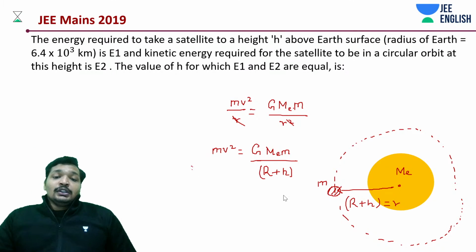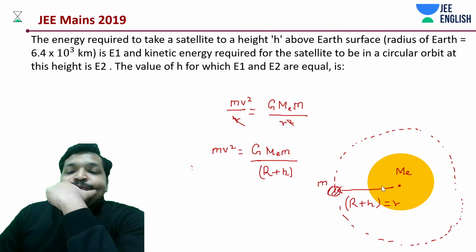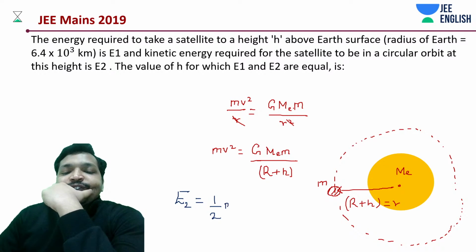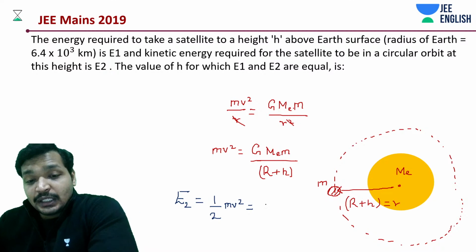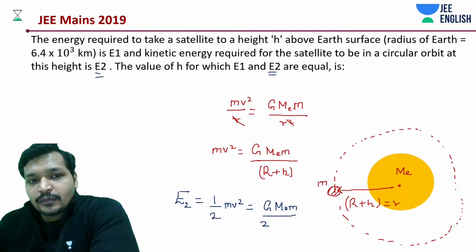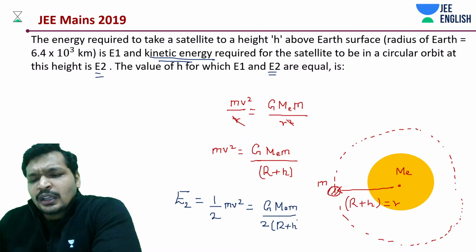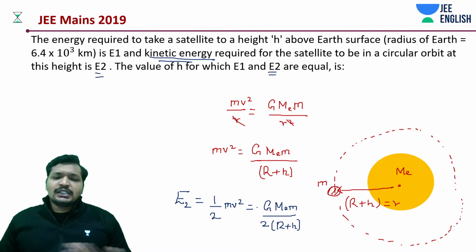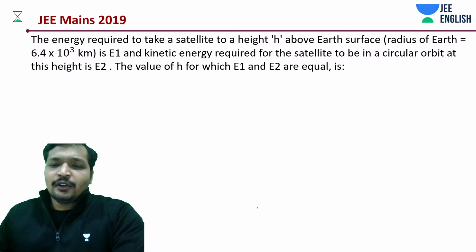So what do we know? We know energy 2, the kinetic energy, is nothing but half m v square, and this is going to be G M_E M divided by, basically kinetic energy 2, right? That's all. So both should be equal. E1 is equal to E2. Just equate them. You'll get a very easy answer at the end of this.